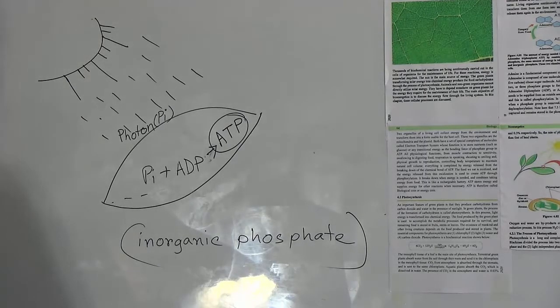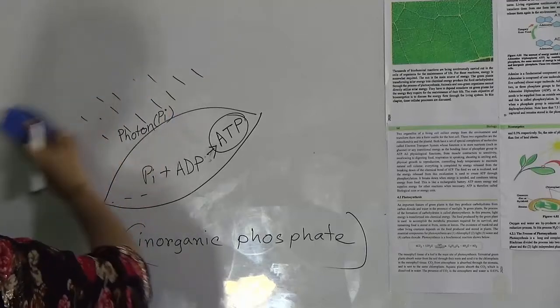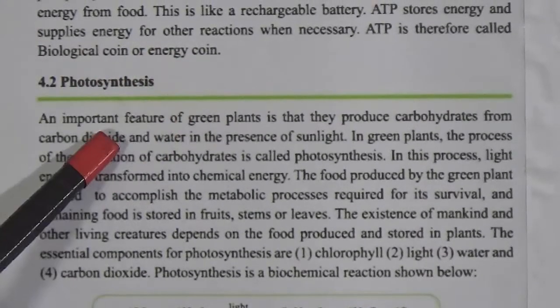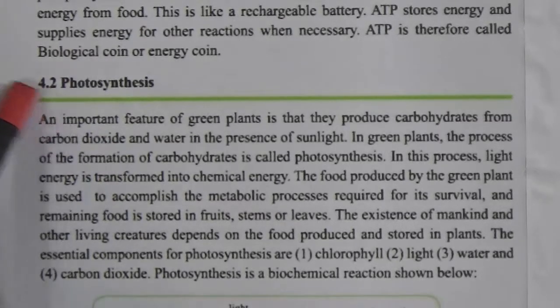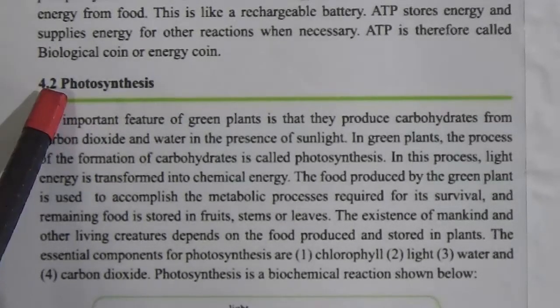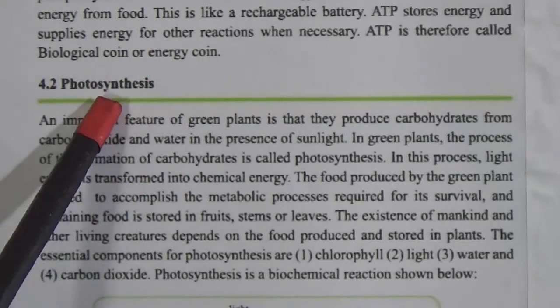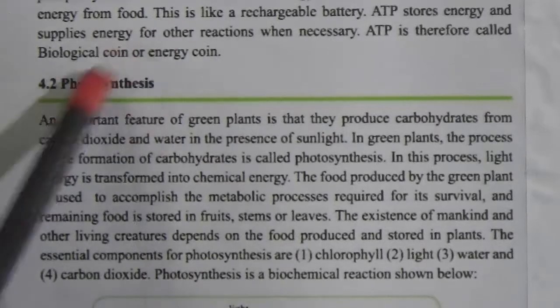we have already discussed that we are going to discuss photosynthesis. The main topic of ours is photosynthesis, and because we are making the ATP, and we already learned ATP is known as the biological coin. Our main topic is photosynthesis, and the next part of the chapter is respiration. Now we will start our chapter with photosynthesis.